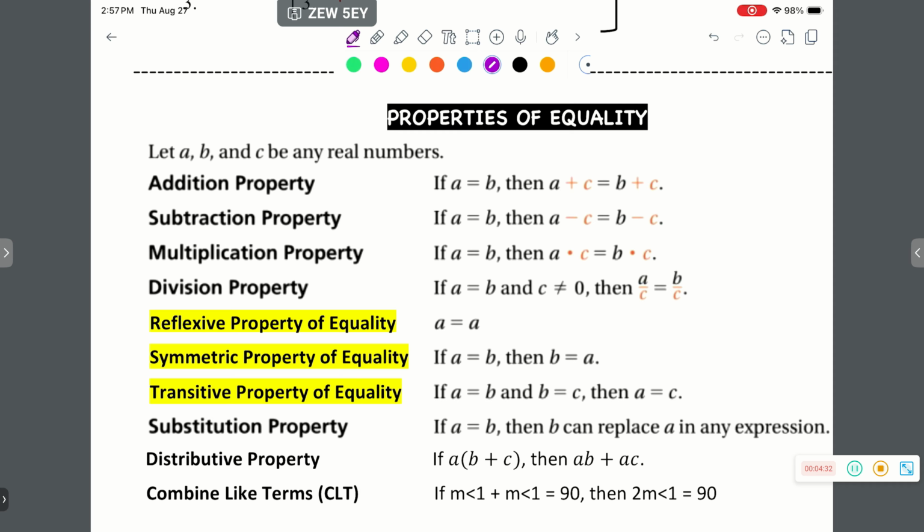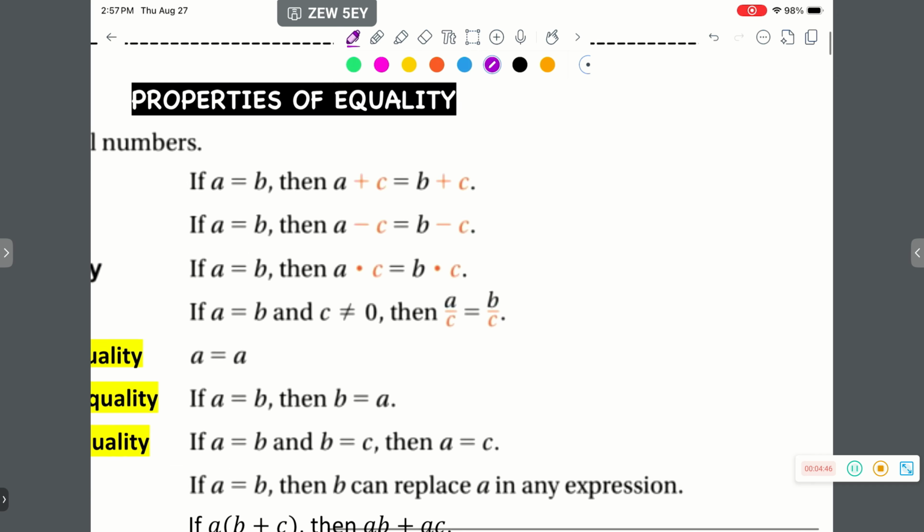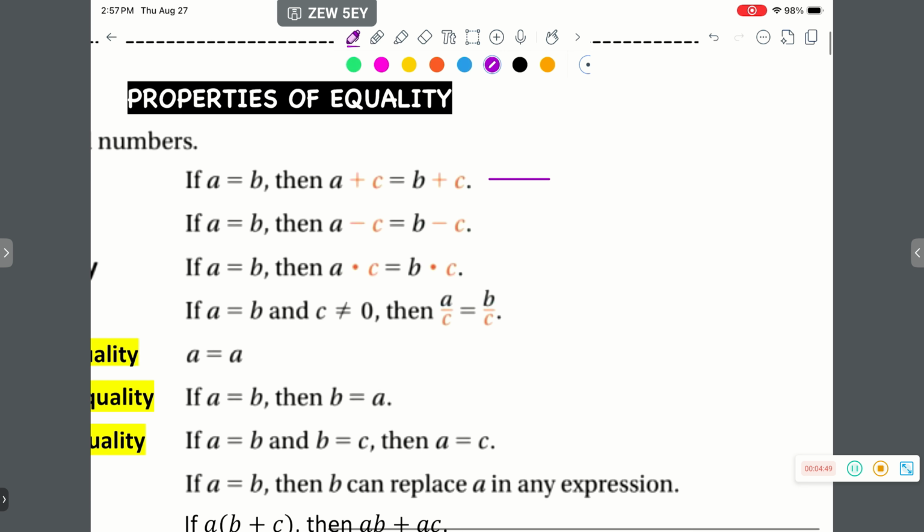So here we go. The first 4 properties: addition, subtraction, multiplication, and division property. We use these on a daily basis in math. These are the properties that allow us to solve equations, okay? So I'm just going to talk about the addition property really quick. The addition property basically says if A equals B, then A plus C equals B plus C, meaning if I add the exact same number to the left and the right-hand side of an equation, I can still claim that they are equal. And again, you do this every day.